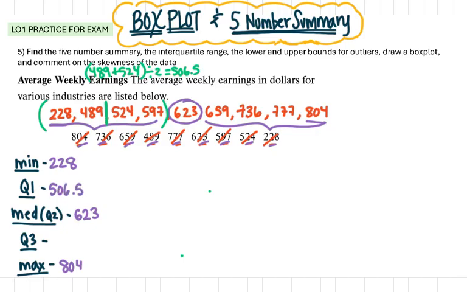We do the same thing for the upper half of the data. We've got 4 pieces of data, so there's not one point in the middle. To find the middle, we would do 736 plus 777, divide all that by 2, and we would get 756.5, so that is called our Q3 number, 756.5. So that's our 5-number summary.